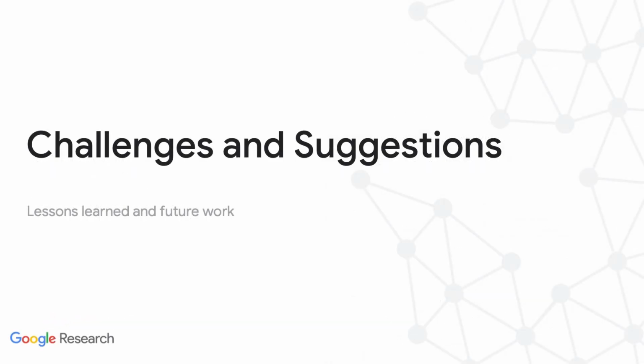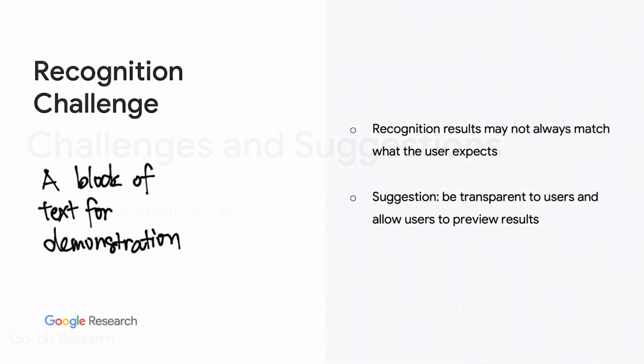While the results from both studies were encouraging, we do acknowledge that Inkeraction is not perfect and still has limitations. The recognition results may not always match what the user expects, partially because the recognition algorithms are imperfect and the inking content can also be ambiguous. For example, on this slide, we have a block of written text. It may be 1 paragraph, but can also be a list with 3 lines of items. Our suggestion is to be transparent to users and allow users to preview results.